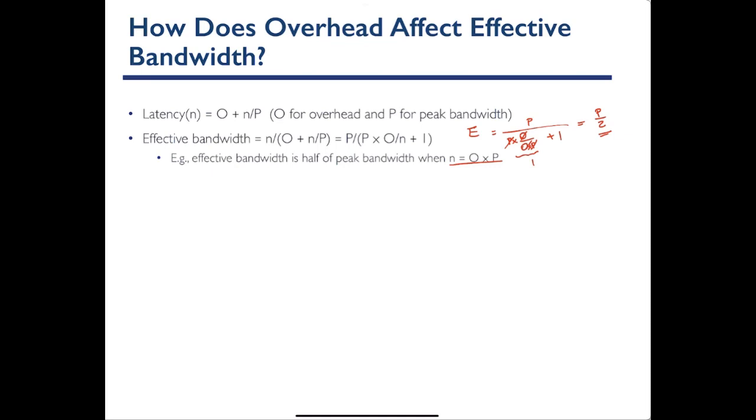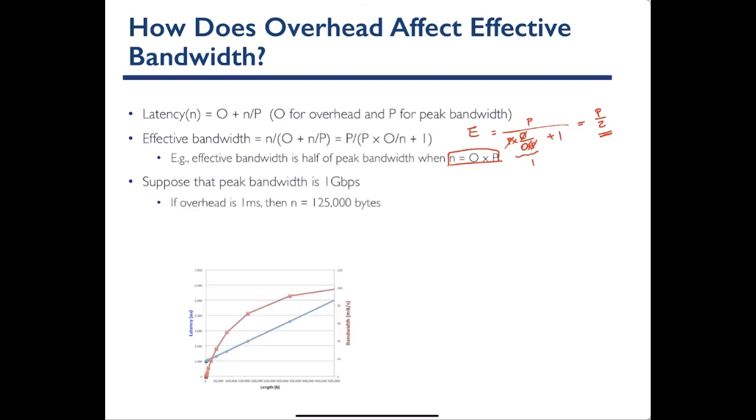So if I'm transferring this much data, then my effective bandwidth is half of my peak bandwidth. And this is usually something that you can calculate. Here is an example. Let's assume that you have this network card, for example, that has a peak bandwidth of 1 gigabit per second. Now, if the overhead of your device is 1 millisecond, so first of all, let's look at this graph.